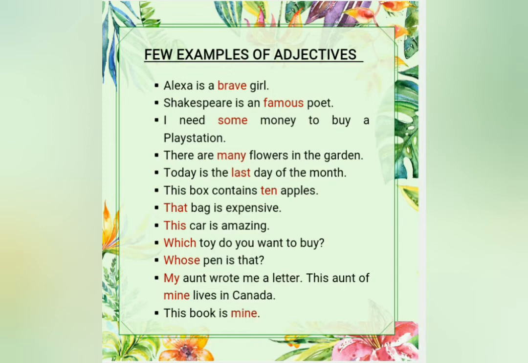I need some money to buy a PlayStation. There are many flowers in the garden. As you can see, some money and many flowers. Some and many are both examples of adjectives of quantity. In both sentences, they tell in how much quantity someone wants something. Today is the last day of the month. This box contains 10 apples. After observing last and 10, we can say adjectives of number are used in both sentences.